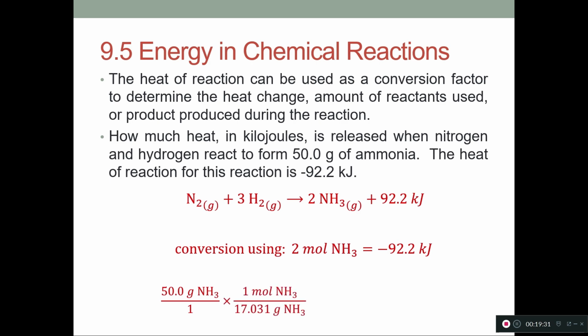We use the molar mass to convert it to moles. Then we use this conversion factor right here, that we have minus 92.2 kilojoules per 2 moles of ammonia. So we see in this case we do want to make sure that we have the correct sign on the heat released right here. And so this would give us minus 135 kilojoules. So what this is saying is that if we make 50.0 grams of ammonia from this reaction, this would release minus 135 kilojoules of heat.